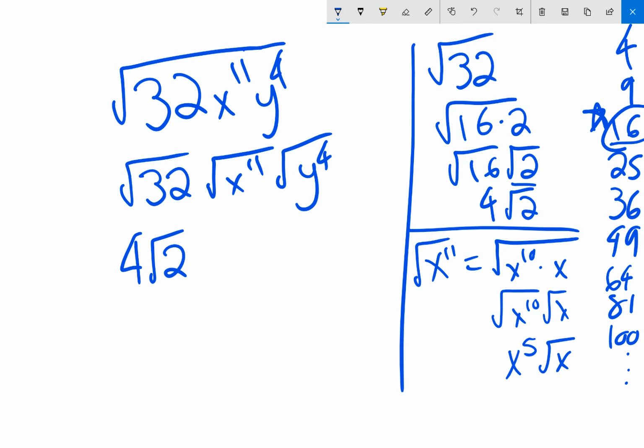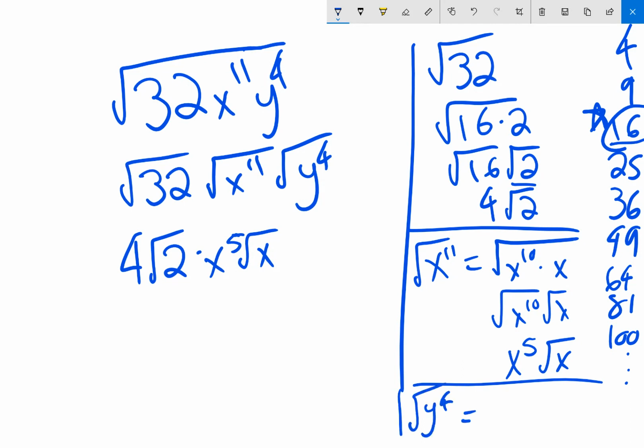So remember, once you do the square root, it's gone. There's no need for it. So once I've taken the square root of x to the 10th, I'm left with just a normal x to the 5th. So let's write that back in the problem. We have x to the 5th square root of x. And then the last part is y to the 4th, square root of y to the 4th.